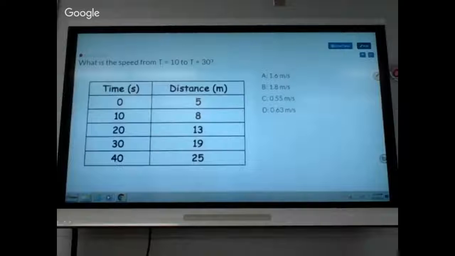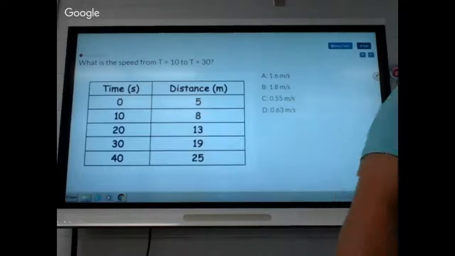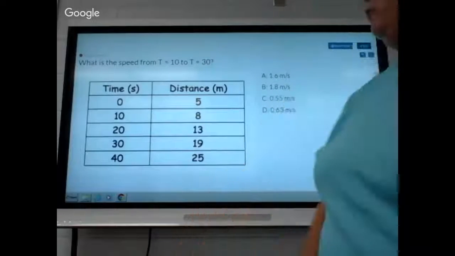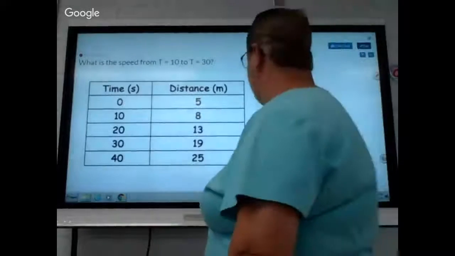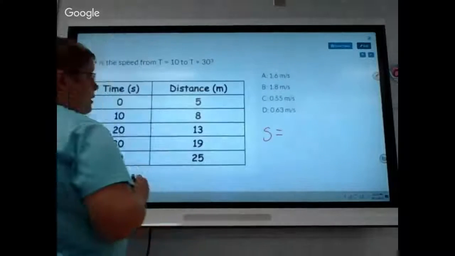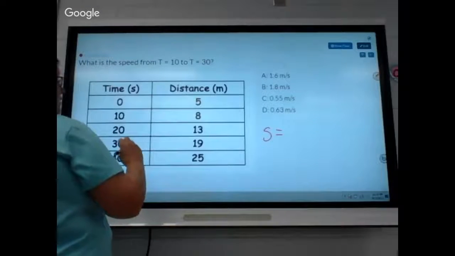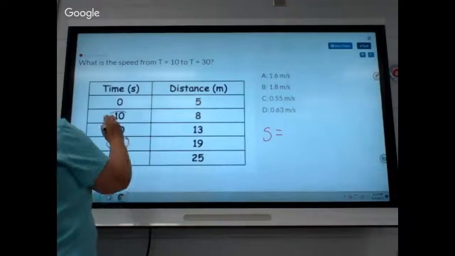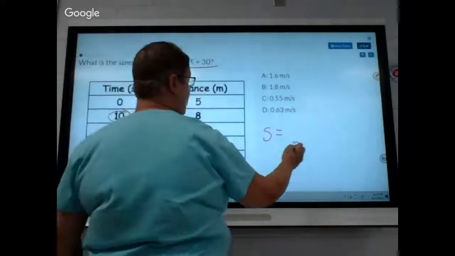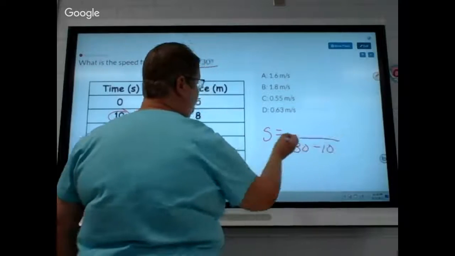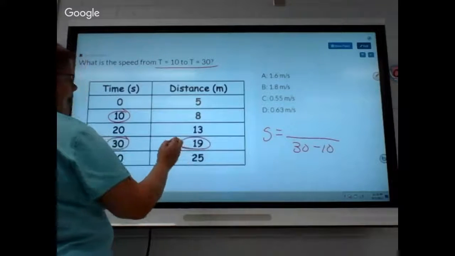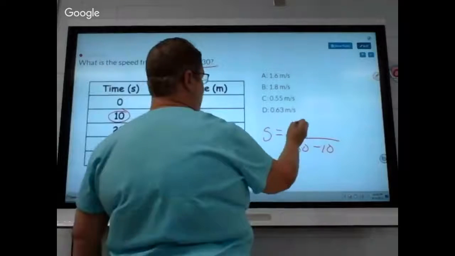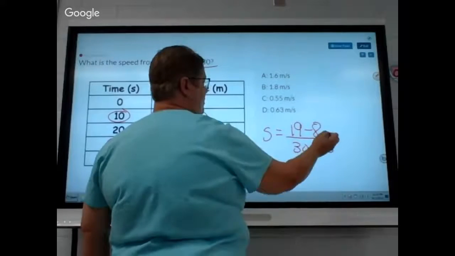Maybe I calculated it wrong. Let's see if I did. All right, so when we look at this, speed equals distance over time, and I was in a hurry, so maybe I did it wrong. So t equals 30 over 10, right? I got 30 and I got 10 here for my time. So 30 subtract 10 on the bottom. I need distance on top. So what distance goes with 30? 19 and 8. Okay, so 19 subtract 8.